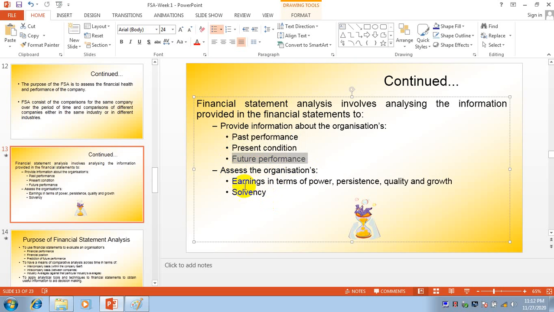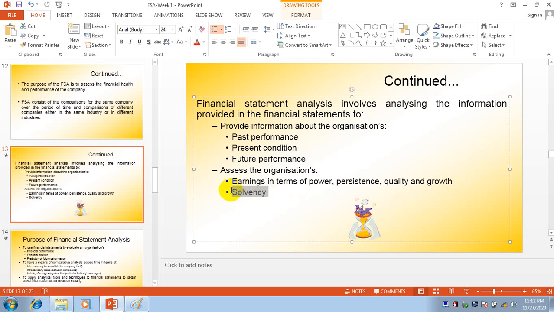Assess the organization's earnings in terms of power, persistence, quality, and growth. You can analyze your earning power and your persistence. Persistent means that your profit is regular, your company is regularly in profit. Persistently your company is in profits; your profits are stable. Quality and growth: the quality of your earnings and the growth of your company.